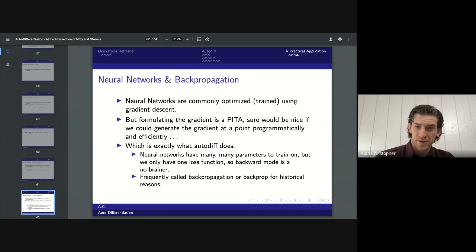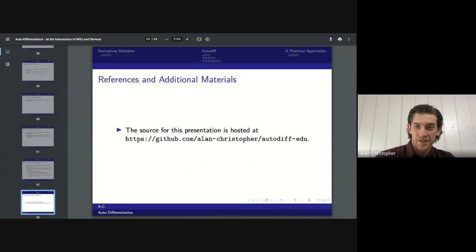Okay, so if you tuned out because you already know about backprop and neural nets, feel free to tune back in. If you want to look at the source of this, it's up on GitHub, on my personal GitHub at autodiff-edu. That includes the lecture, it includes the code that was used for the lecture. It's got all of it. And with that, I'm going to open the floor for questions.